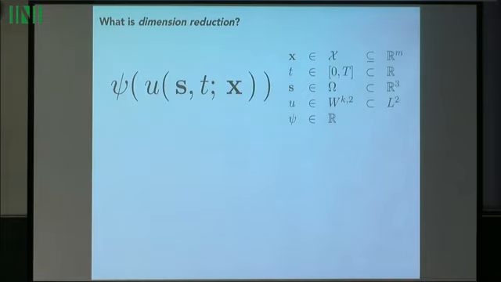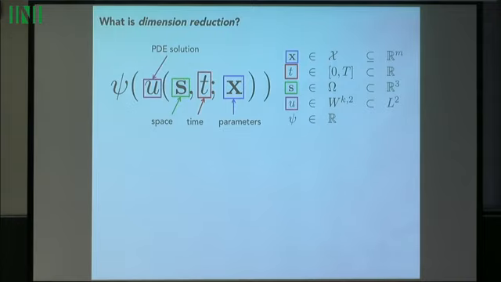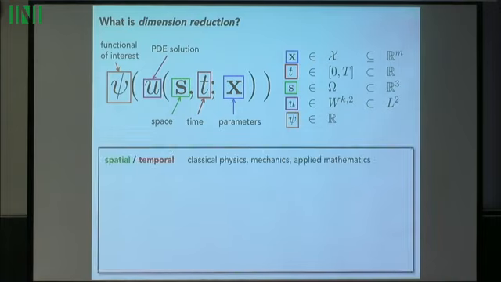And pardon the notation, it's just used as a cartoon. So let's say that we have some system that depends on S for space, depends on T for time, and depends on X for parameters. And from space, time, and parameters, we may have some kind of a solution to a PDE, or maybe a complex PDE system. And then let's say from that PDE solution, we want to pull out some functional of interest, some quantity of interest from that PDE solution. So what does dimension reduction mean in each of these contexts?